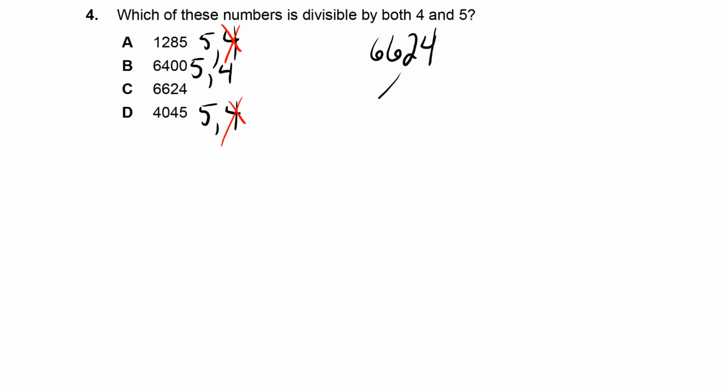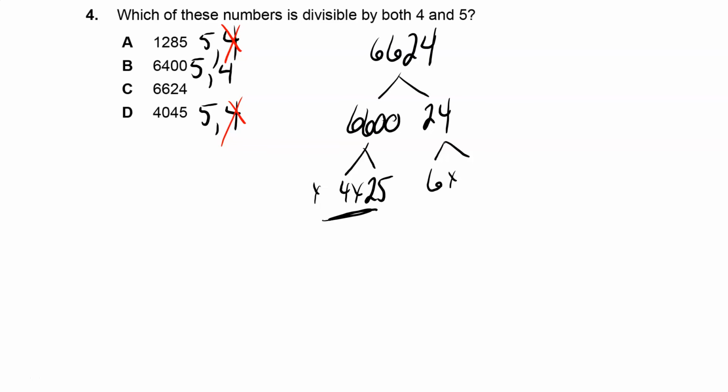6,624. I can break that down into 6,600 and 24. I know that that's going to be some multiple of 4 times 25, so that's going to definitely be a multiple of 4. And 24 is obviously 6 times 4, so I've also got a multiple of 4. So that tells me that 6,624 is a multiple of 4, but because it's ending in the 4, it clearly is not a multiple of 5, so there is no 5 as a multiple there.